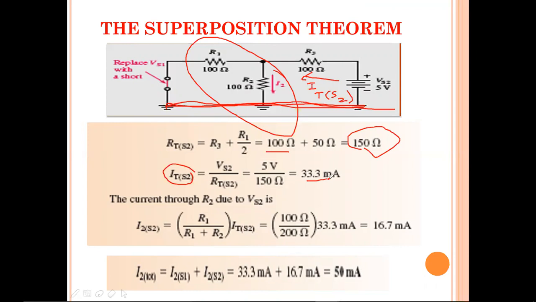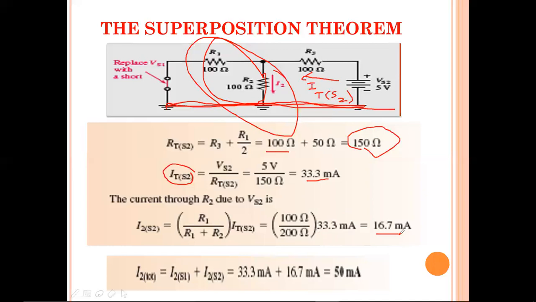Now you should find the current flowing through the R2 resistor, which is 100 ohms. Not 100 ohms alone, the R2 resistor, because there are 200 ohms, one is R1, one is R2, but you want to know the current flowing through R2 only. For that, the current through R2 due to VS2, I2S2, is the total current multiplied by the opposite resistance, R1, by the total resistance, R1 plus R2. Wherever the current is divided, you should consider those resistances in the numerator and the denominator. So 100 by 200 multiplied by 33.33. Then after doing the mathematics, you will get 16.7 milliamps.